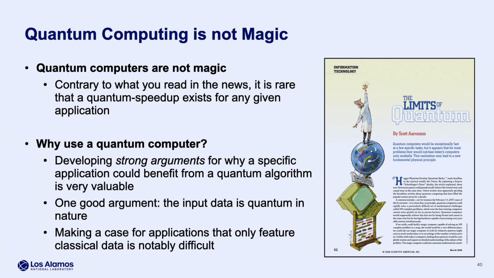So why should you use a quantum computer? A very active area of research right now is developing strong arguments for why a specific application would need or benefit from a quantum computer. That's a really good research activity, to make those cases or counter cases. One good argument for why you need a quantum computer is that you have quantum data. That's why physics simulation is a great application, because the input data is quantum, the physics is quantum. It's a natural fit for a quantum computer. In many of the applications we run into, you just have purely classical data or classical optimization problems. Consequently, making a case that you need a quantum computer for that is pretty difficult. It can be made, but it's definitely not as easy.